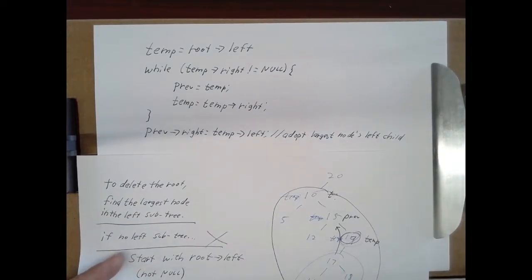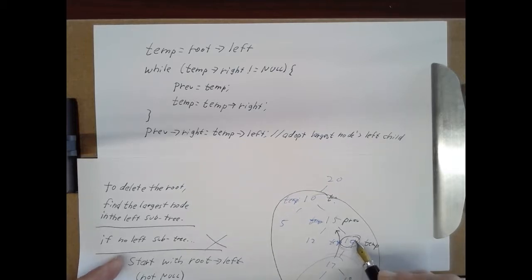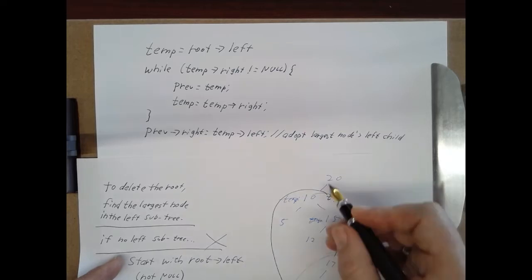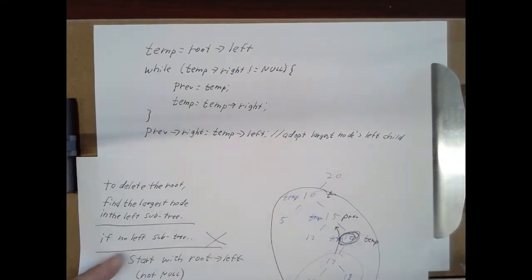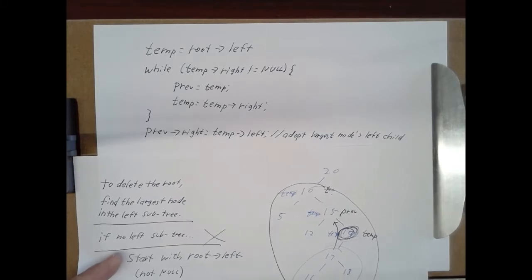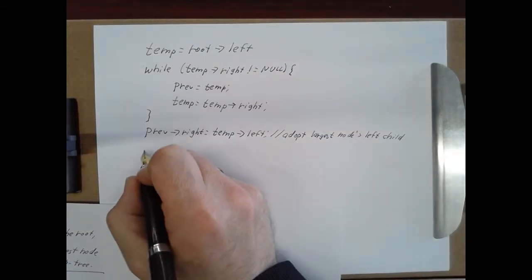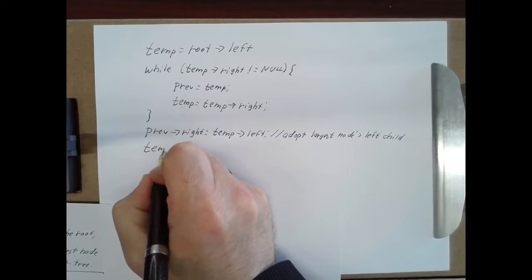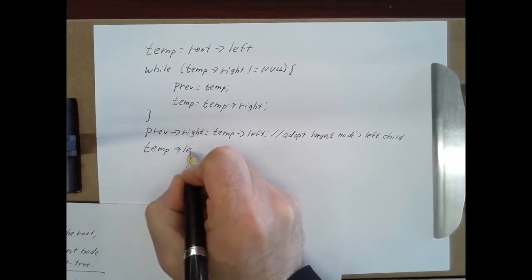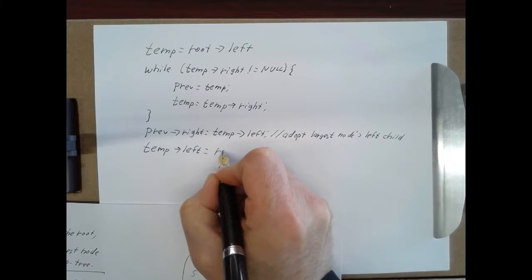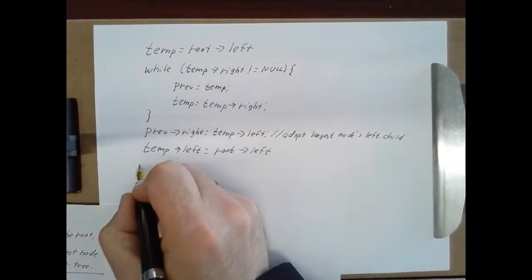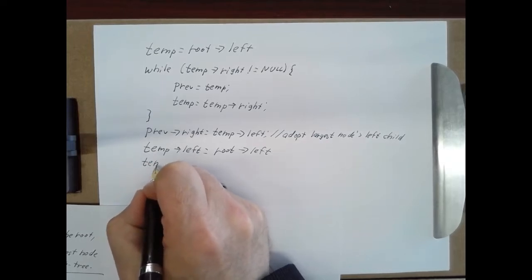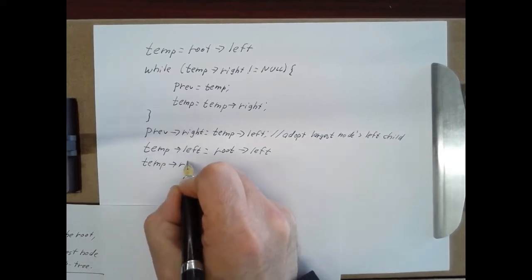And then we need to change 19 so that its left child is whatever root had on the left. In other words, we want to move this node up to the root. So we're going to do temp left equals whatever root had on the left. And then temp right is whatever root had on the right.